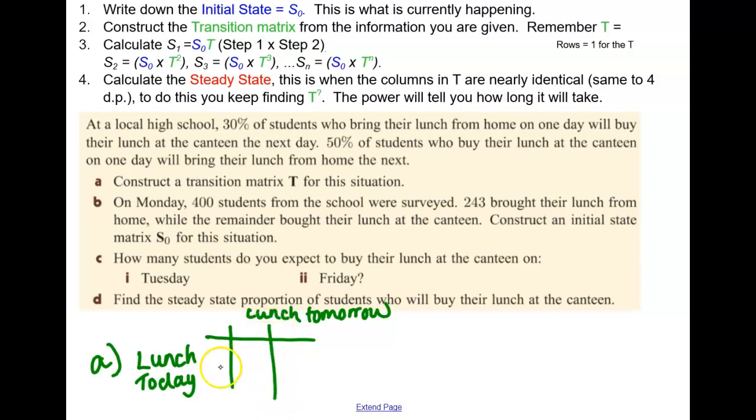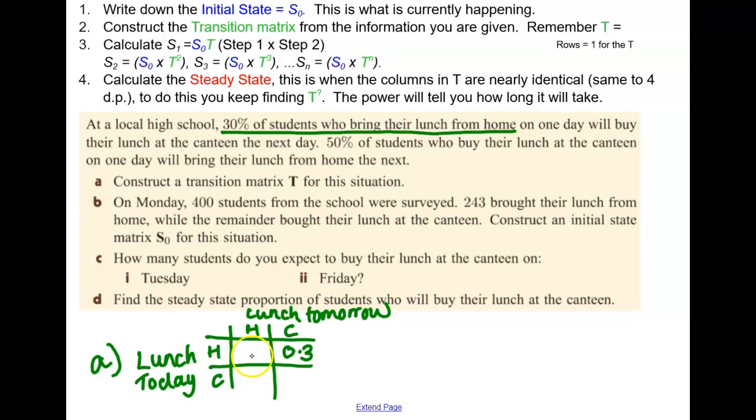And what we're going to get, if we draw a little grid, we've got, at a local high school, 30% of students who bring their lunch from home on day 1, so today is home, will buy their lunch at the canteen the next day. So we've got home and canteen, so H and C. So 30% of students who bring their lunch from home today will buy their lunch at the canteen the next day. So we're going to put 0.3 in there because that's 30%. Now we know out of those students going along that row, we have got 100% or 1.